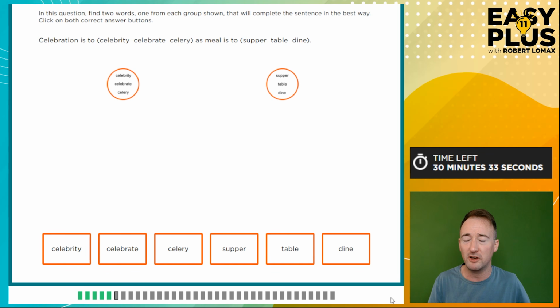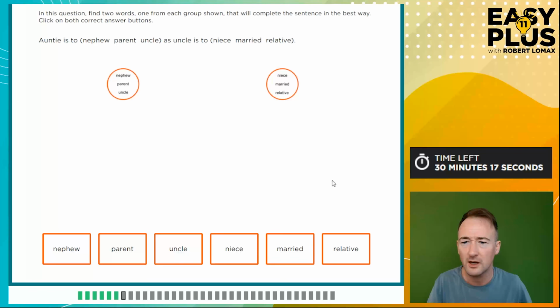If you had celebration is to party, as meal is to supper, that would also be a possibility, but there's no party here. Celebration is to celebrate, as meal is to dine. Onwards. Auntie is to nephew, parent, uncle, as uncle is to niece, married relative.